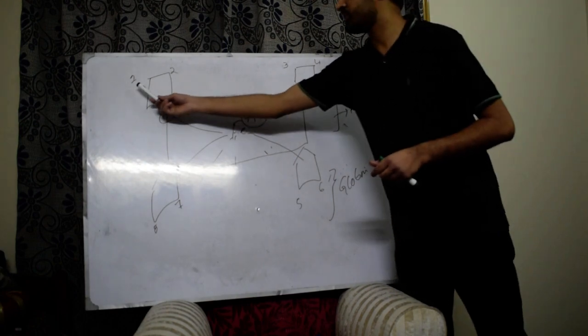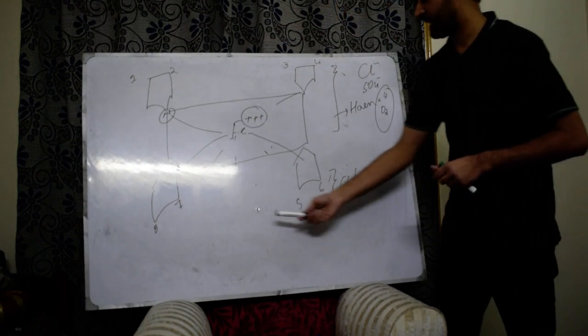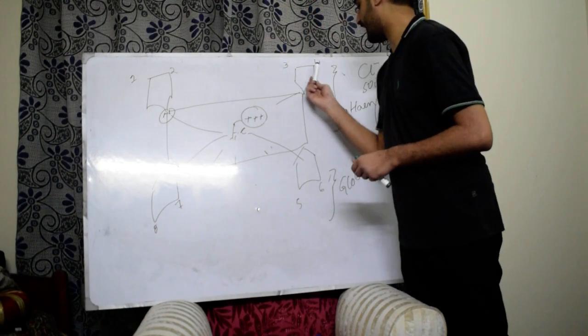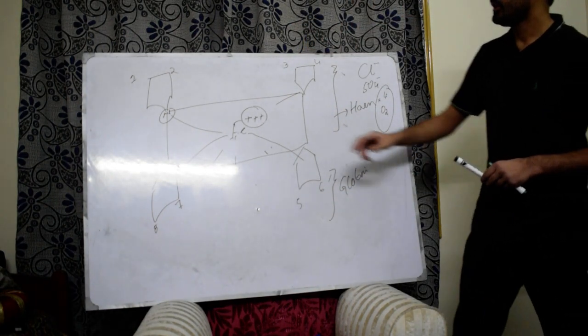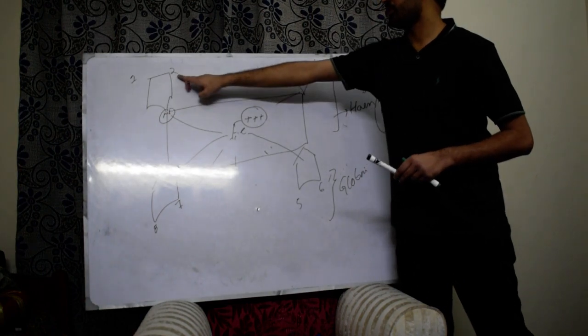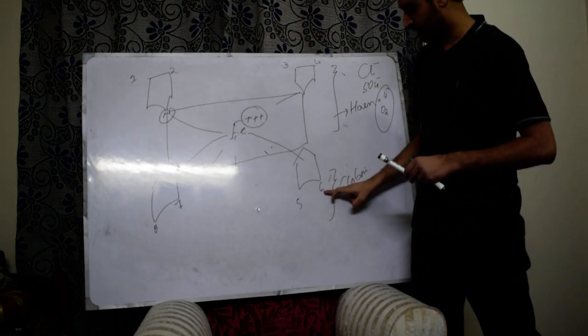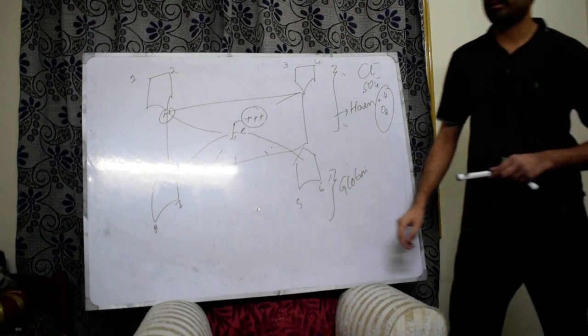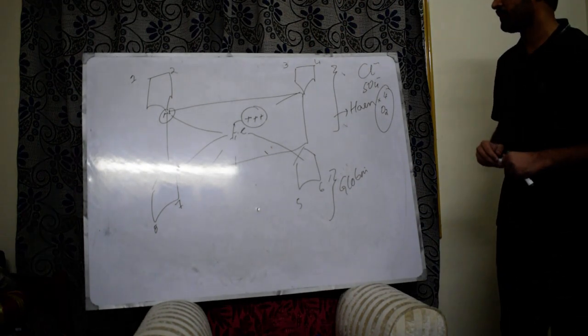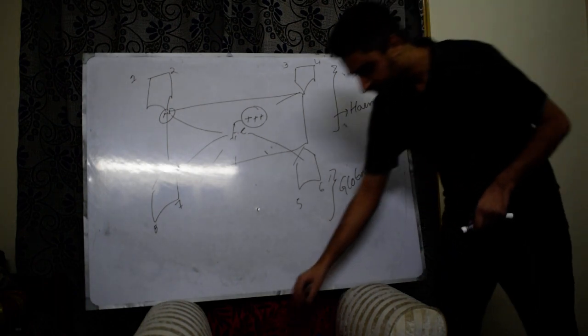Now coming to these numbers 1, 2, 3, 4, 5, 6, 7, 8. These are those 8 carbon atoms which are not part of methylidene bridges. So carbon number 1, carbon number 2, carbon number 3, carbon number 4, carbon number 5, carbon number 6, carbon number 7 and carbon number 8. These 8 carbon atoms are not part of methylidene bridges.